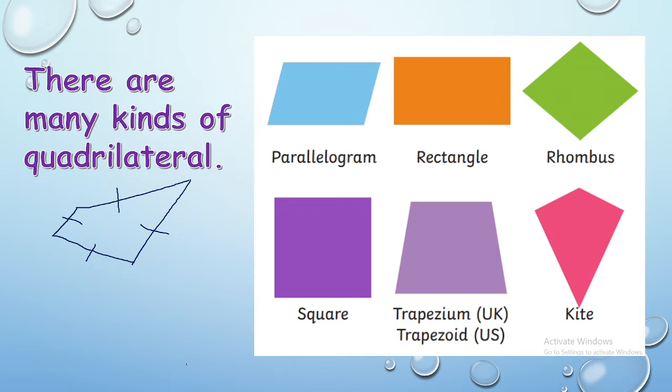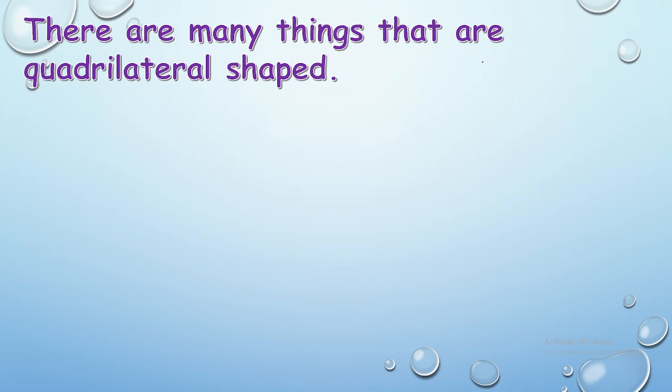Or, for example, the diamond that looks like this. This one is a quadrilateral because it has four sides and four angles. Or, for example, you have one, two, three, four. This one is also a quadrilateral as long as it has four sides and four angles. There are many things that are quadrilateral shapes.